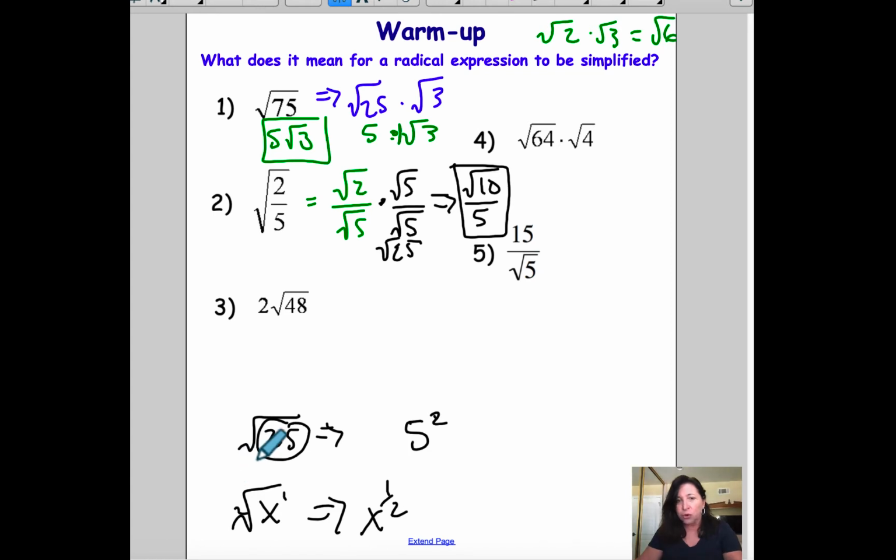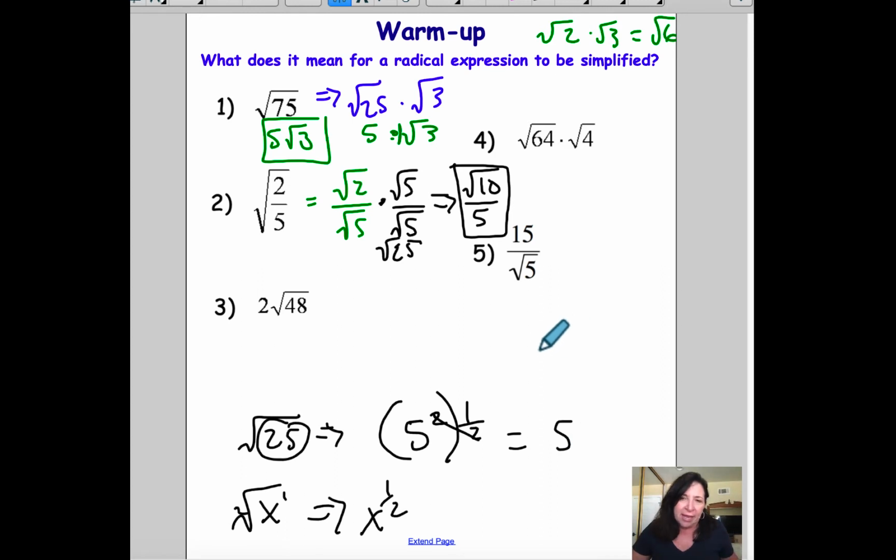That root becomes a half power. I have 5 squared, and then this is to the 1/2 power. Those 2's are going to cancel, and you just get 5. So that's why the root goes away, because it is a half power, and it's like you're squaring a value.